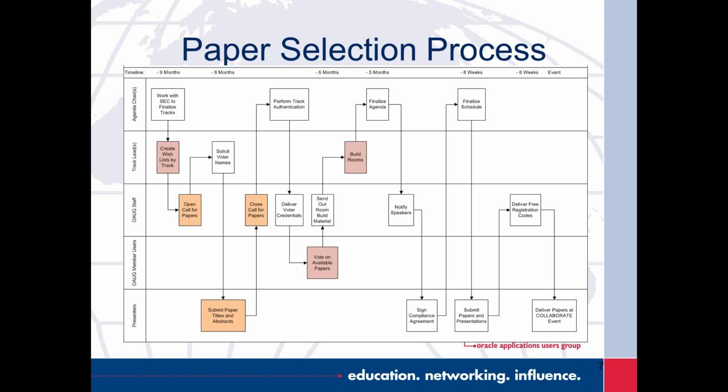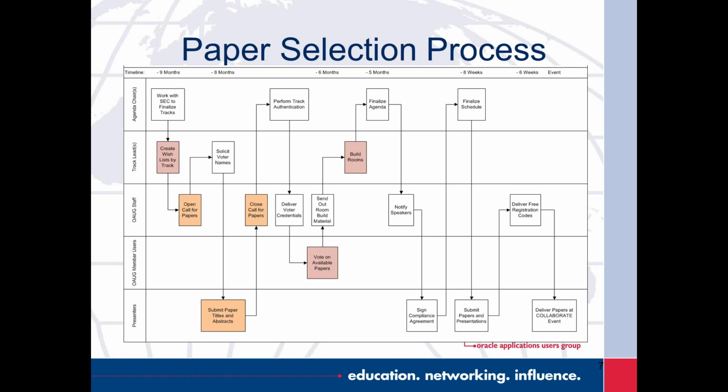Now, about 5 months in advance we'll know which papers are selected, but we won't actually have a schedule until 2 to 3 months before the event occurs, and that's when the agenda builder is released, and you as attendees have the opportunity to actually schedule sessions at specific times and dates. So that's basically the selection process.